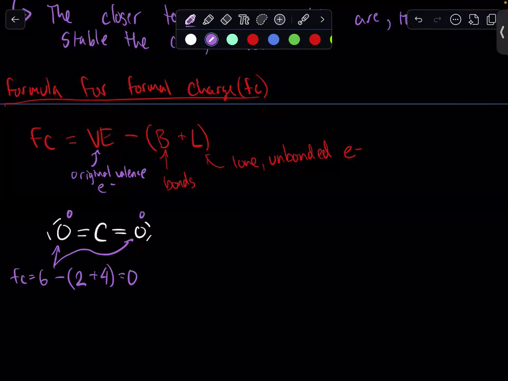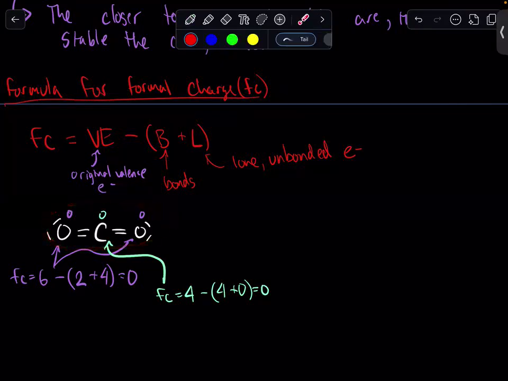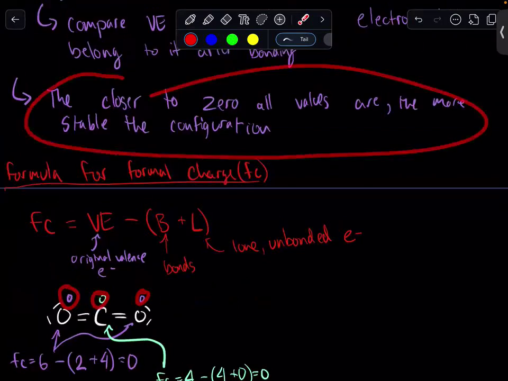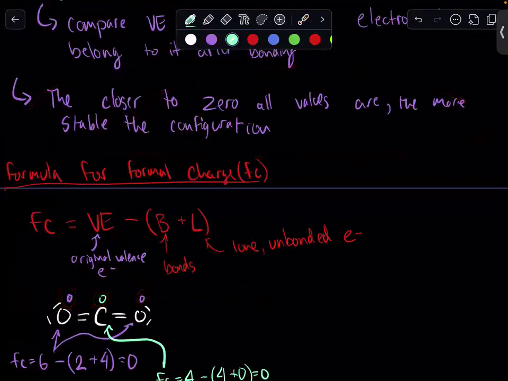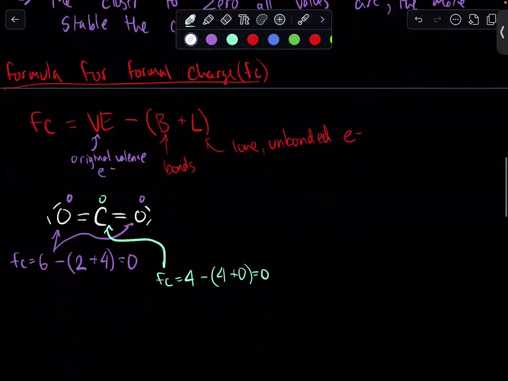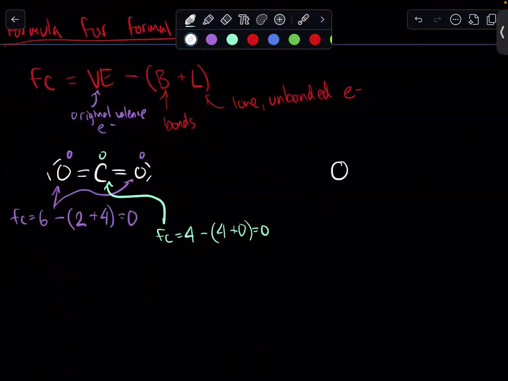All right. The carbon, let's do the carbon in a different color, has a formal charge. It normally has 4 valence electrons minus 4 bonds and 0 lone electrons around it for a sum of 0. All right, so the formal charges for all 3 atoms in our carbon dioxide as drawn are 0, 0, and 0. Well, we know that the closer to 0, the more stable the configuration. So this must be right, but for science's sake, let's compare it to our other configuration.